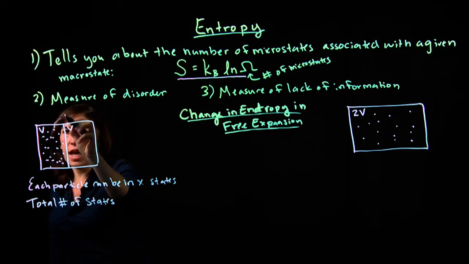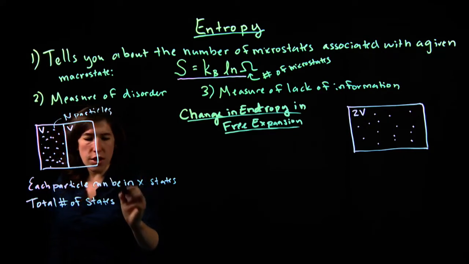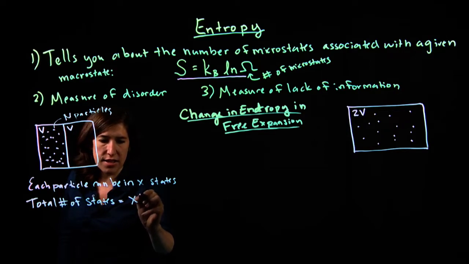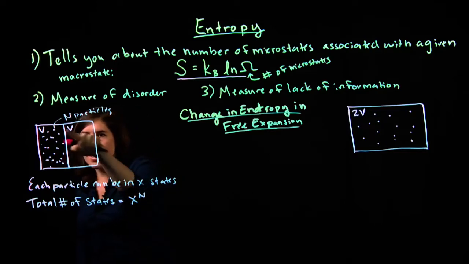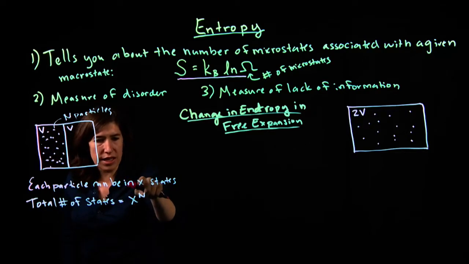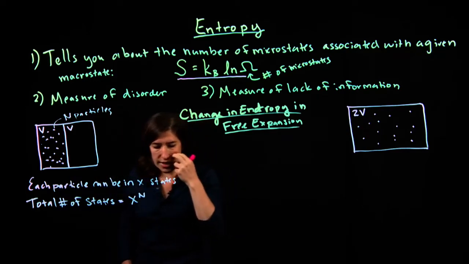So if we have, let's say, N particles, then the total number of states is X to the N, right? Because you have to multiply the X states of each particle by each other. So X times X times X, N times, to get the total number of possible states.